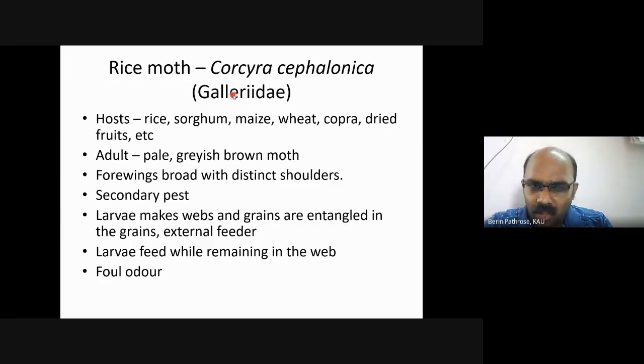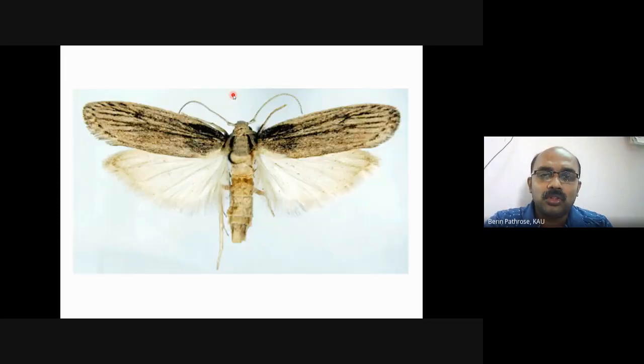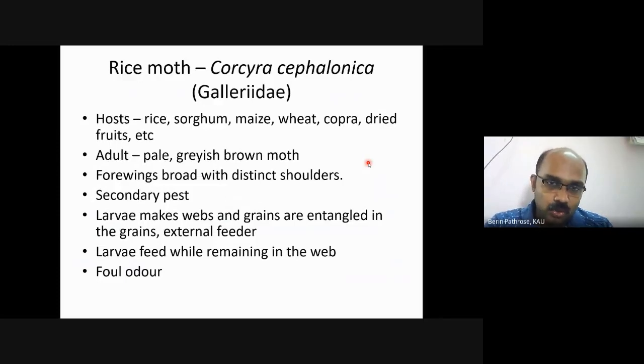And adults are pale grayish brown moths with broad shoulders. This is broad shoulders. It is easily distinguishable from Angoumois grain moth because though there are fringes of hairs, it's not that prominent as that of Sitotroga. That finger-like projection and all is not there. See, the wing is not tapering towards the apex. The width usually is increasing. So that is with respect to Corcyra. It's an external feeder, secondary pest. Larvae web together the grains and remain within the webbing and feed on it.